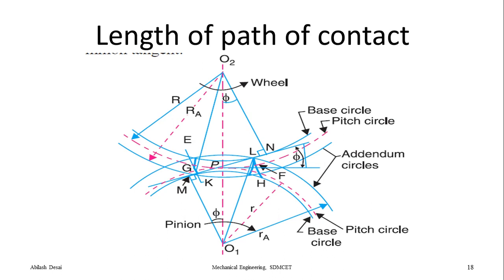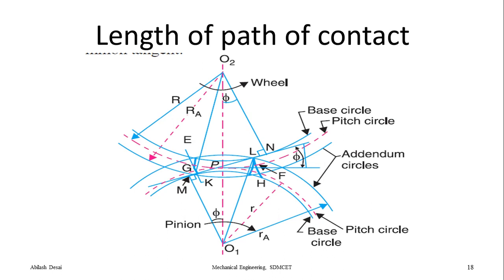Here two gears are in mesh. The lower part is the pinion, and on the top side you can see the wheel. At the extreme points you can see the centers of the two gears, O1 at the bottom and O2 at the top. The pinion rotates in the clockwise direction, whereas the wheel above rotates in the opposite direction, counterclockwise.